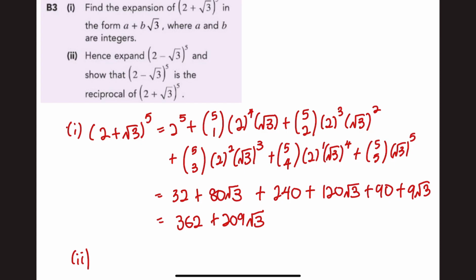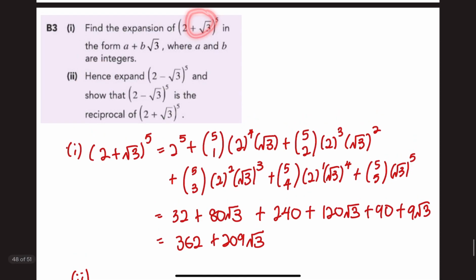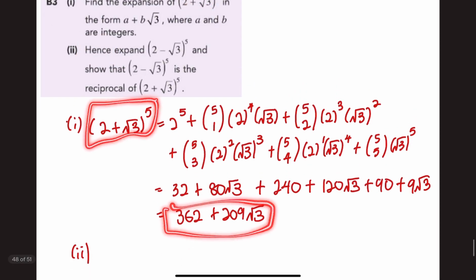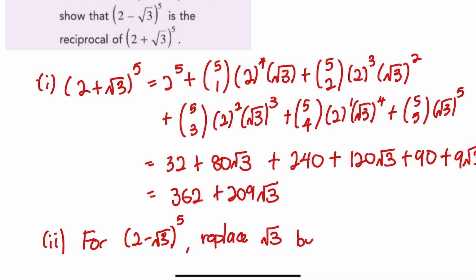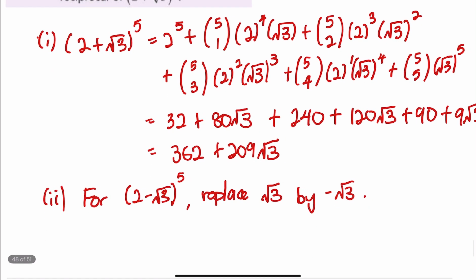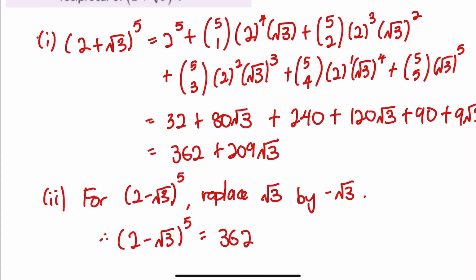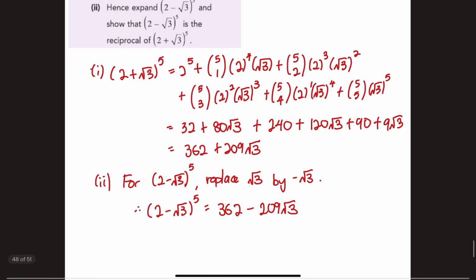Over here, how do I therefore hence expand? Hence means I make use of this part here. Since I know that this will give me this, therefore to get 2 minus root 3 power 5, simply replace positive root 3 by negative root 3. So therefore, very simply, 2 minus root 3, the whole thing power 5, is simply equal to 362. I turn this root 3 into negative root 3, it will be minus 209 root 3. Okay, and this is for the first part. Then the next part.